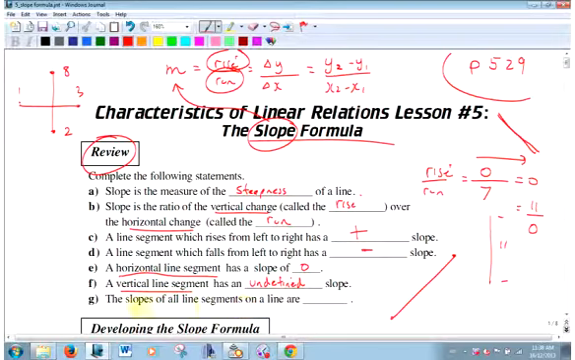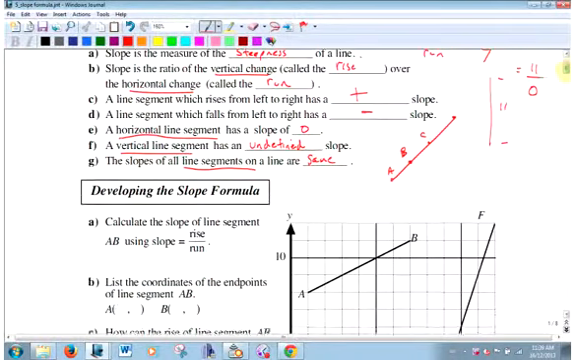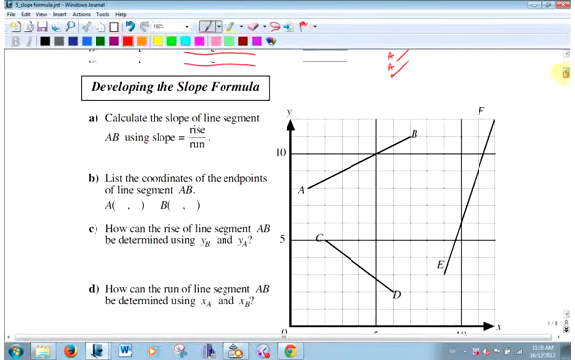Okay? The slopes of all line segments on a line. What can I say about the slope of AB versus the slope of BC? They are the same. Yeah. All right. Developing the slope formula.